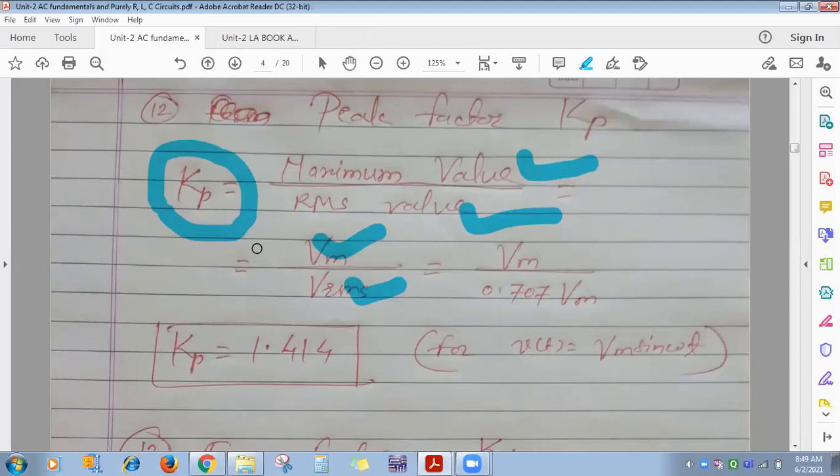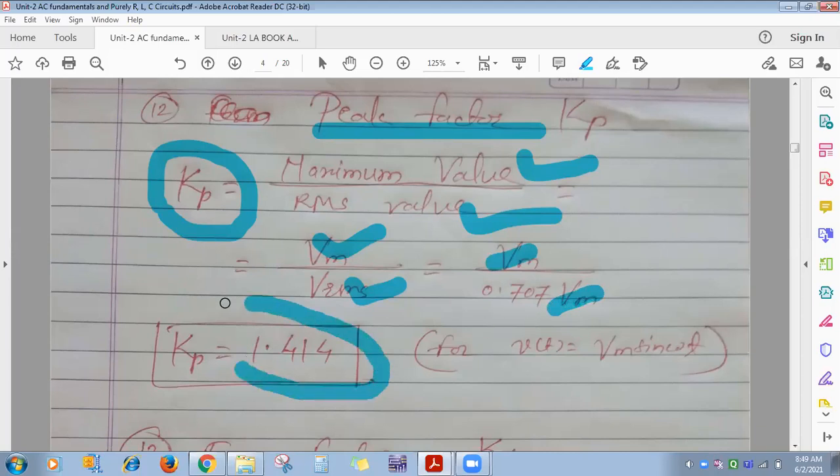So the peak factor is the ratio of maximum value to RMS value, Vm by Vrms. What is the formula for Vrms? 0.707 times the peak, so the peak will cancel. So 1 divided by 0.707 is 1.414. So for a purely sinusoidal AC voltage, or a purely sinusoidal AC current, what is the peak factor?